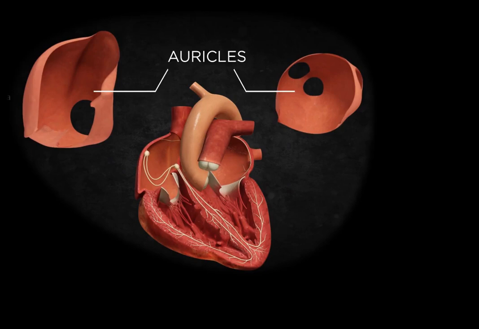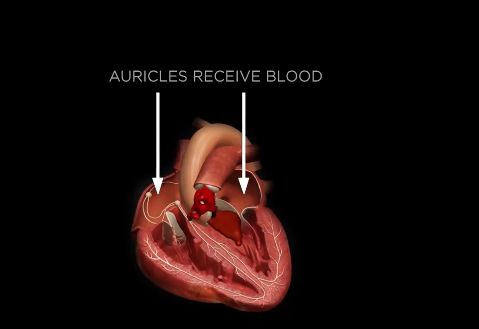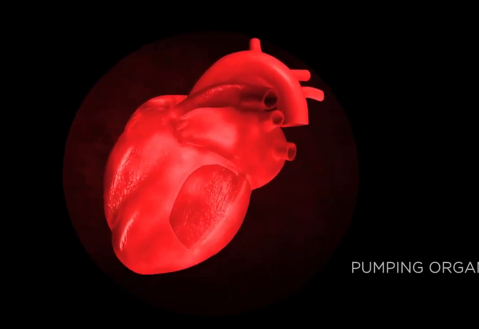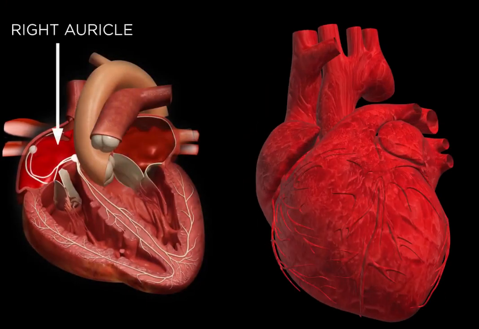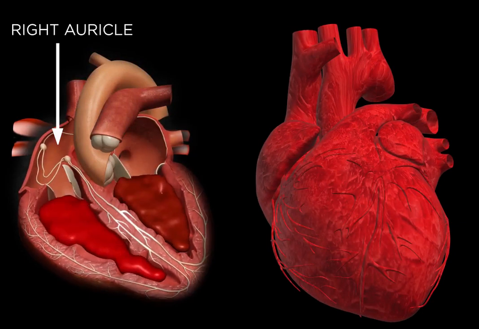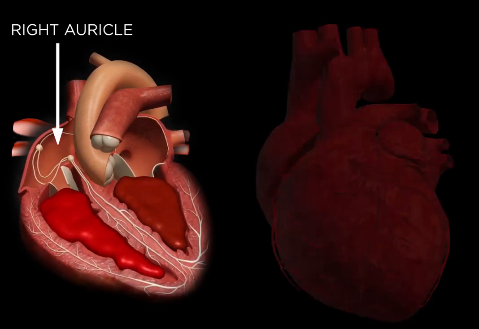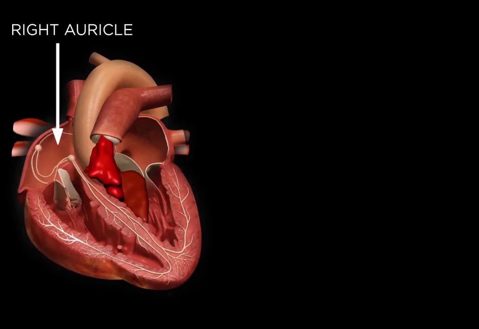The upper chambers, that is the auricles, are called the receiving chambers. Why are they called the receiving chambers? Because the auricles receive the blood. Now once again, what did I tell you the heart is? I said that the heart is the pumping organ, correct? So what will happen is the blood from all over your body will first go to the right auricle. You'll be like, why will it go to the right auricle? Because that is where the blood's journey starts from.